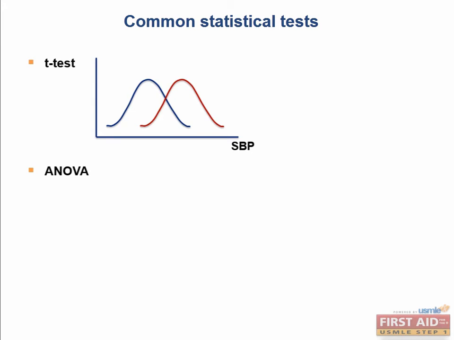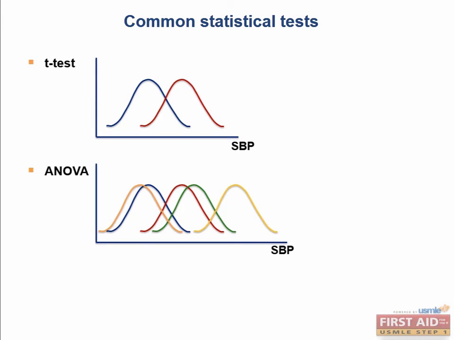The ANOVA test compares the means of 3 or more groups. For example, if you are comparing 5 different cohorts based on systolic blood pressure means, use ANOVA to test for statistical significance. Basically, an ANOVA does the same thing as a t-test, but for larger numbers of groups.